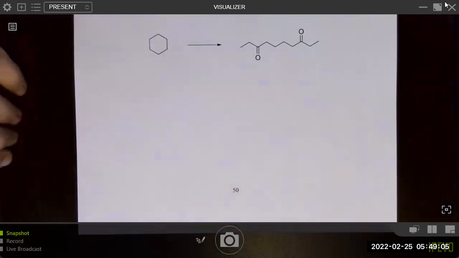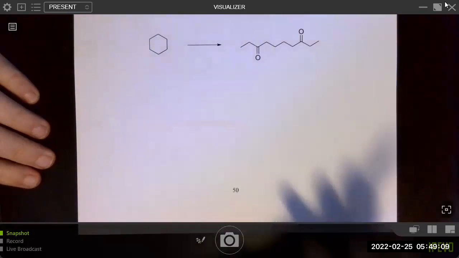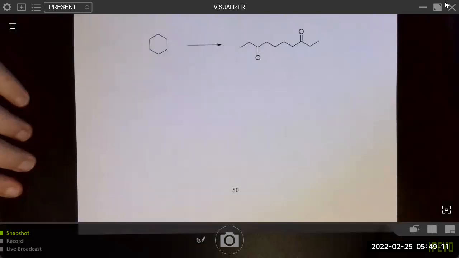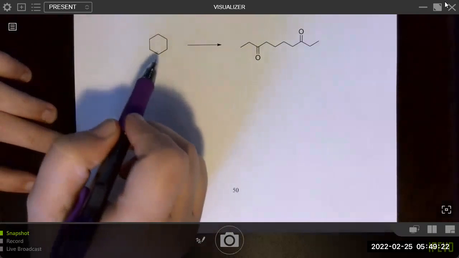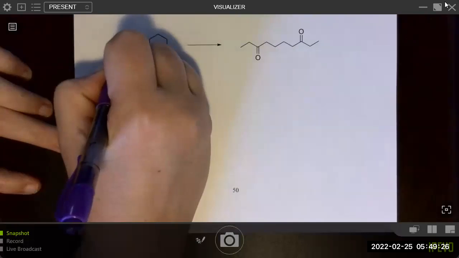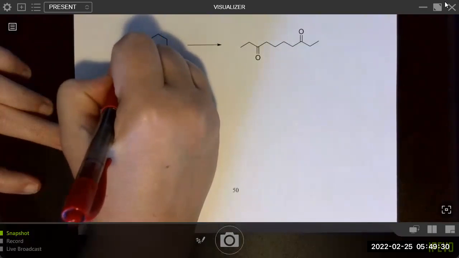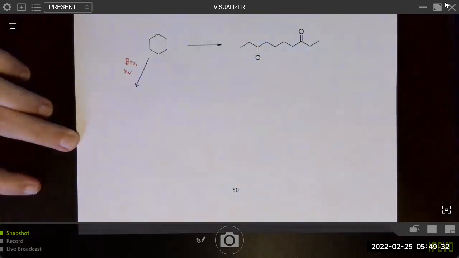Okay, lastly, we have a ring cleavage reaction. And the only way we really know to break a bond is through ozonolysis. So I'm going to target ozonolysis as a key reaction in this sequence. But because we're starting with an alkane, we need to start with our only reaction possible, which is radical halogenation.